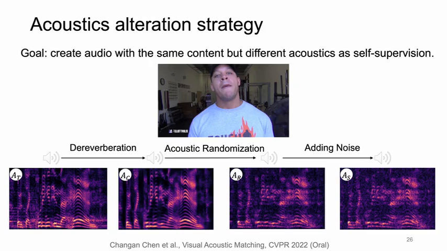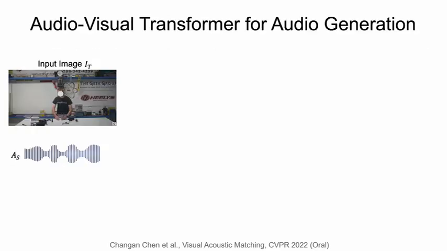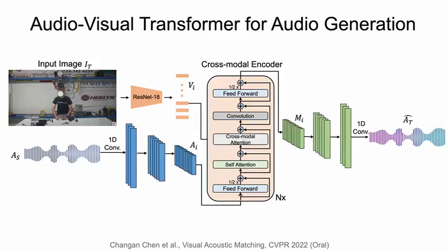And our model basically needs to take the output audio, condition on the image to reason about the image, and predict the target audio. Given the input image and the audio obtained from the last step, we design a cross-modal transformer model to fuse and perform cross-modal reasoning for these two modalities and output the target audio.